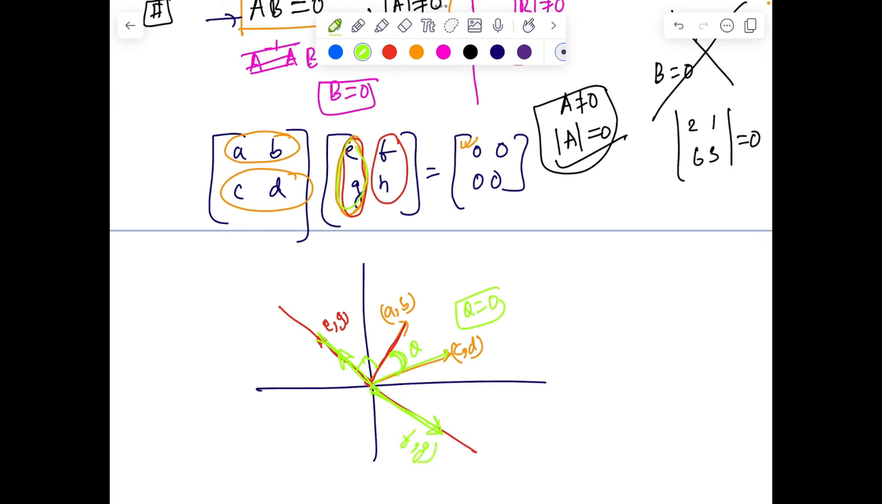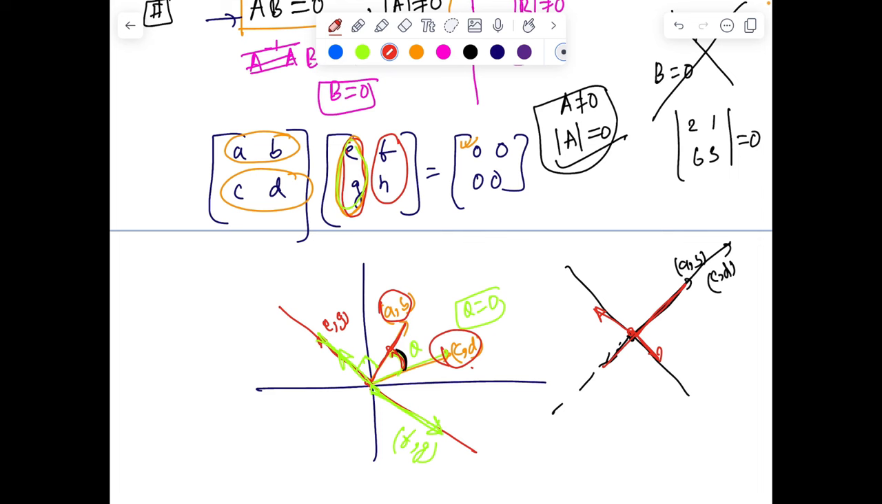And again, we want (C, D) to be perpendicular to (F, H) also. So if we have (A, B), (C, D), (E, G), maybe this will be (F, H). It might not be in a different direction, it could be the same direction also. So finally, the picture we get is that we'll have the (A, B) vector and the (C, D) vector along the same line of action. It may be on the same side or the opposite side, it doesn't matter. And the other two vectors will be like here. So this is one of the possibilities of having this.